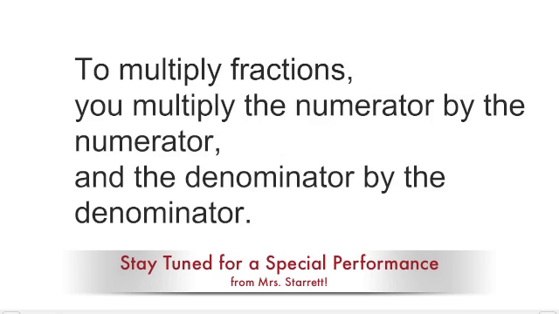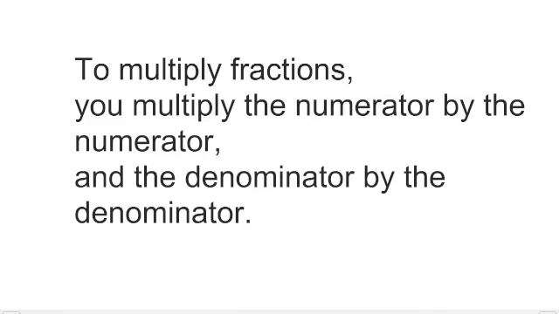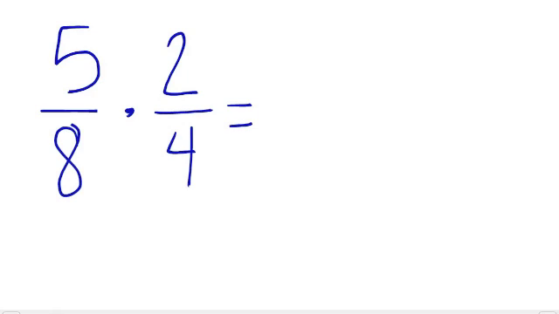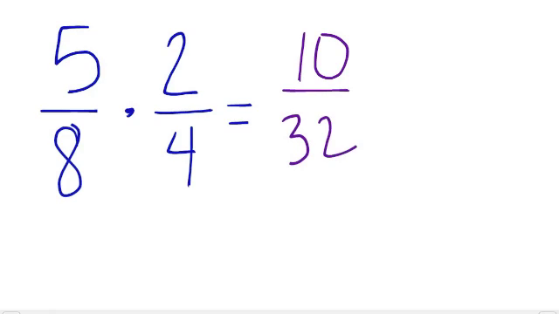So to multiply fractions, what you do is you multiply the numerator by the numerator and the denominator by the denominator. Just for a reminder, remember that these are the numerators and these are the denominators. Okay, so all you're going to do is 5 times 2, which is 10, and 8 times 4, which is 32.